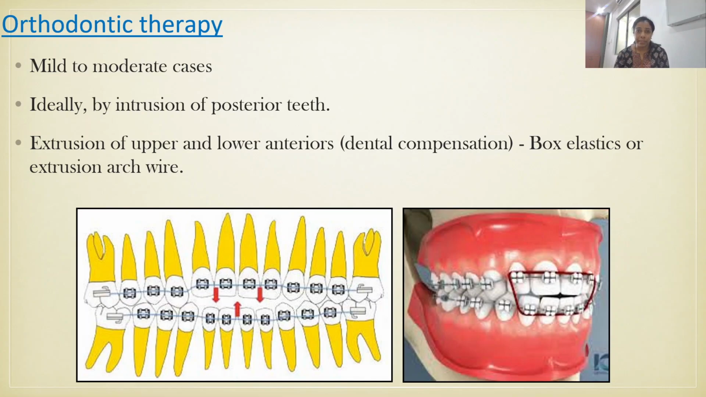Then coming to orthodontic therapy, when the open bite is mild to moderate, we can treat it with fixed orthodontic appliances. Ideally, we can do intrusion of posterior teeth or extrusion of the anterior teeth. Extrusion of the upper and lower anteriors is considered a dental compensation. We can use box elastics or extrusion arch wires. With the box elastics, you can see the red elastics given in the shape of a box or rectangle, which help in correction of anterior open bite, and the extrusion arch wire also helps in the correction of anterior open bite.